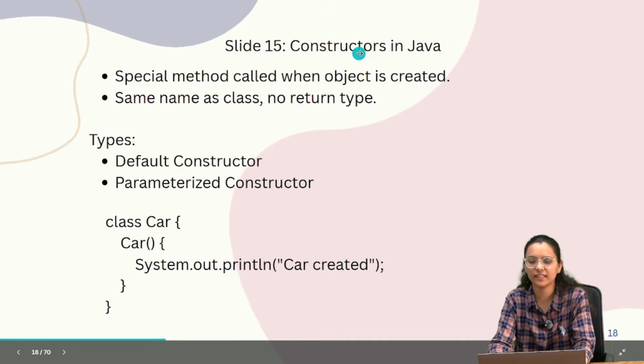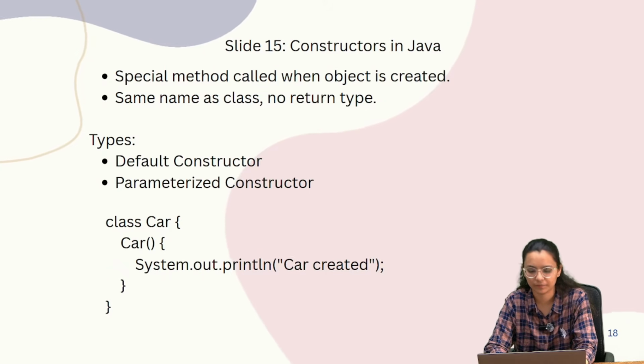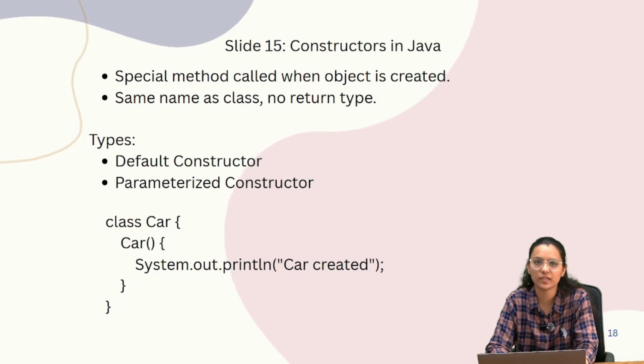Next point is the constructor in Java. It is a special method called when the object is created, and it has the same name as the class name. In a constructor there is no return type. A constructor is a special type of method that is automatically called when an object is created. Its name is always the same as the class name. It has no return type. There are two types of constructor, default constructor and parameterized constructor.